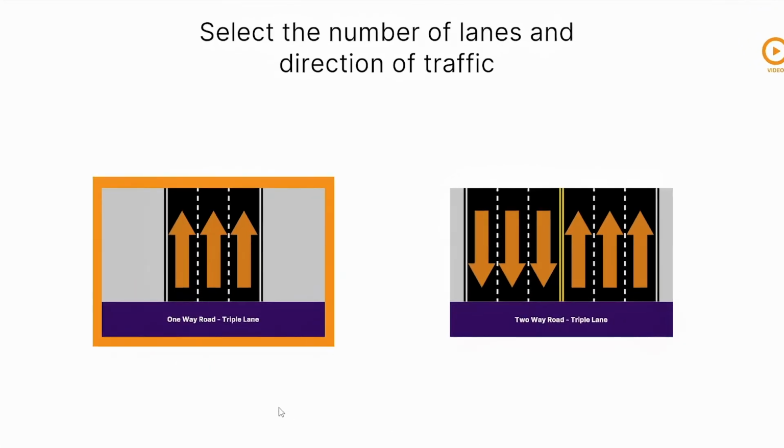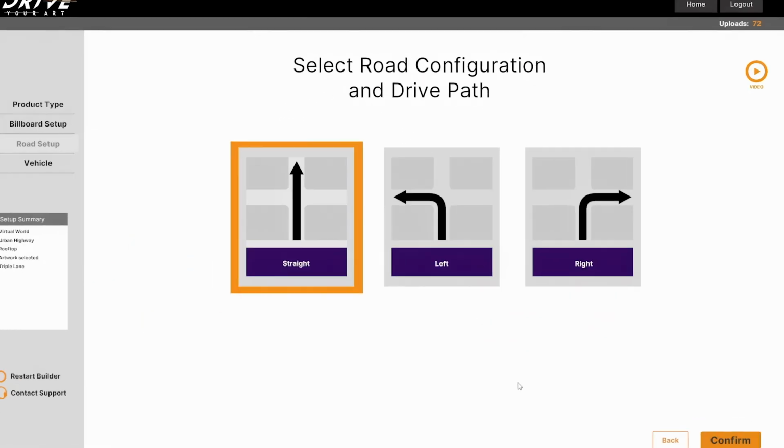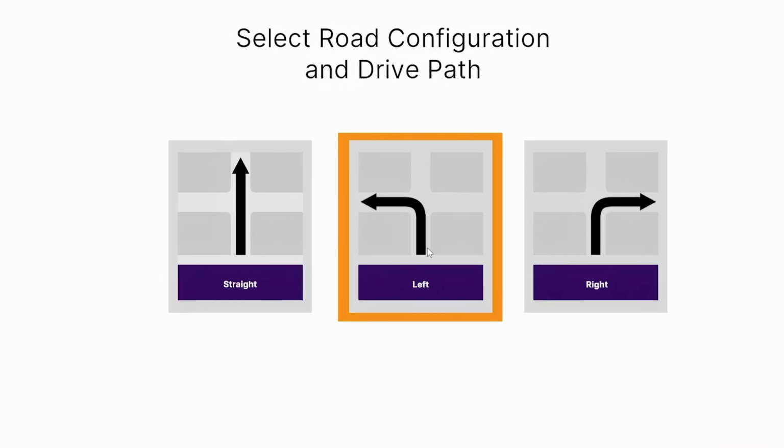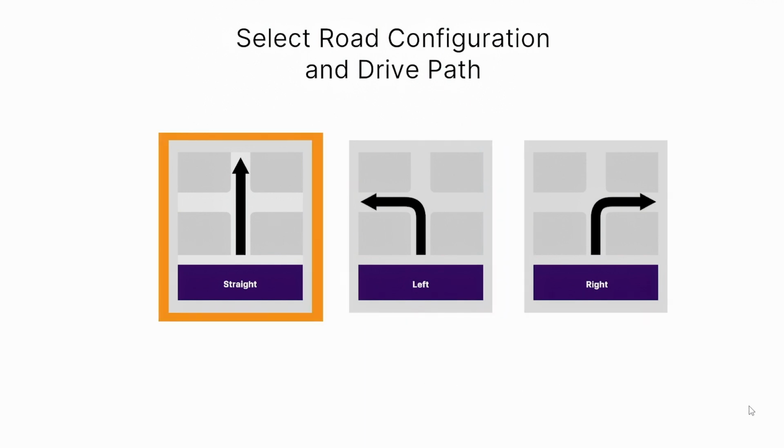Now you can begin customizing the road layout. To start, select the number of lanes and direction of traffic by clicking and highlighting your selection. Click Confirm to continue. Next, you can configure the drive path that your vehicle will take to view your outdoor artwork by clicking and highlighting your selection.